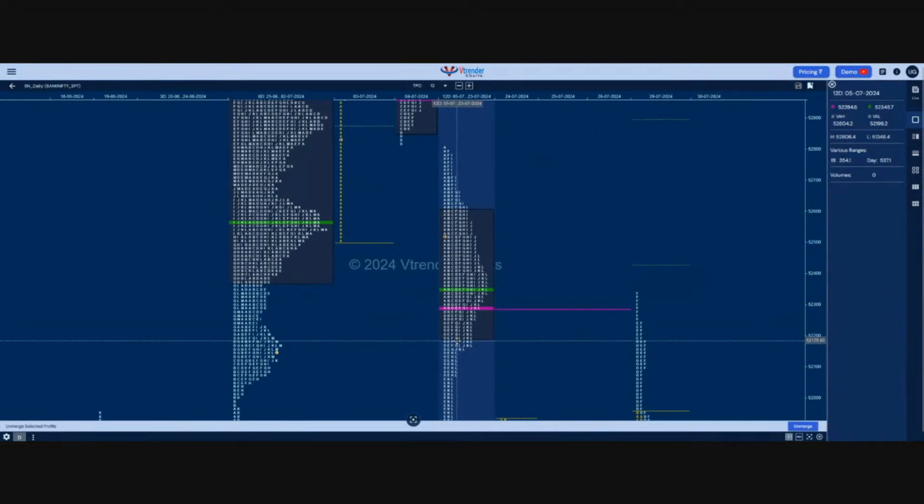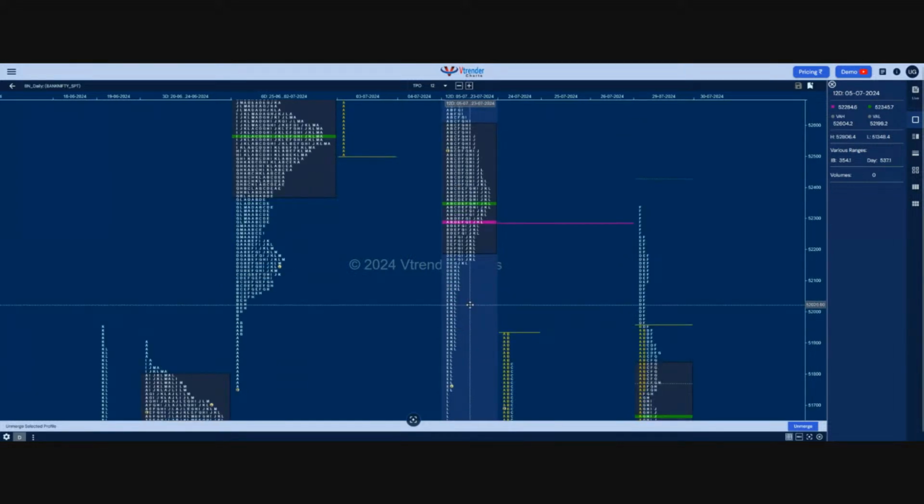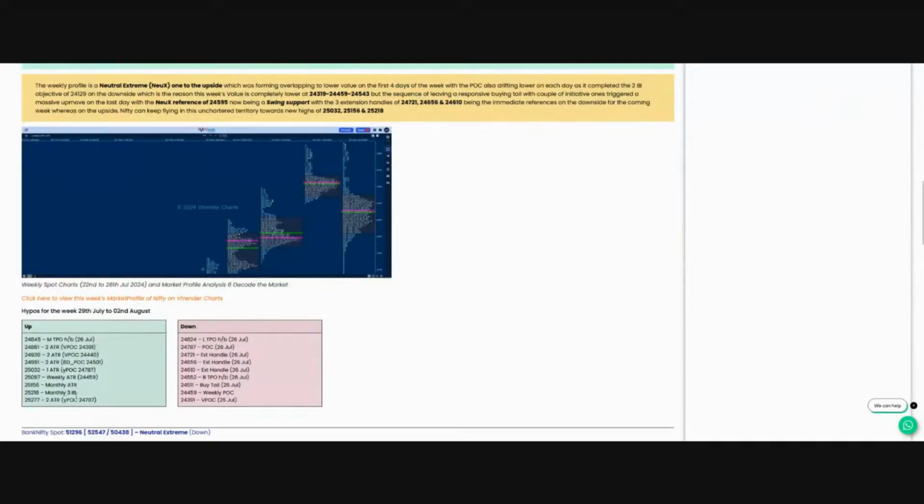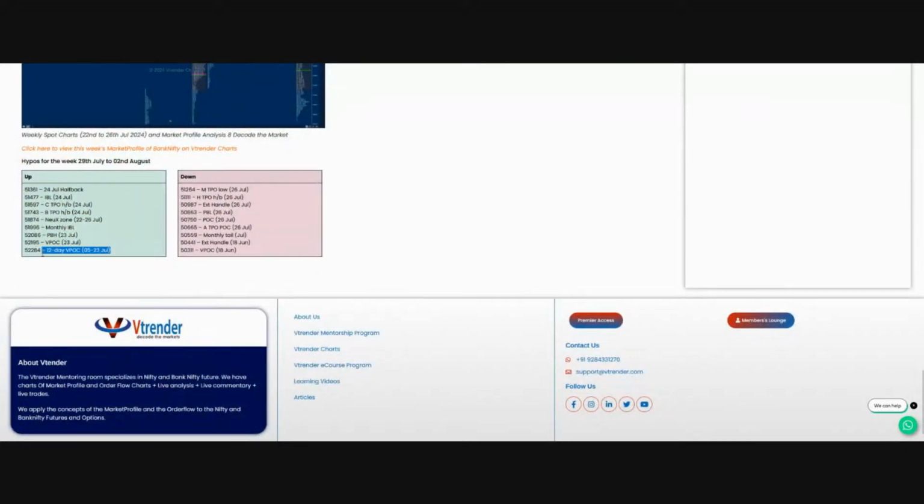So 52199 was the value area low of this composite, and 52195 was also the VPOC from that 23rd of July. And this 52284 was my VPOC from this composite, which was one important objective if Bank Nifty has to continue higher. So this is what was given in the hypos also. You can see in the Bank Nifty hypos for today, we have this 12-day VPOC as our final objective.